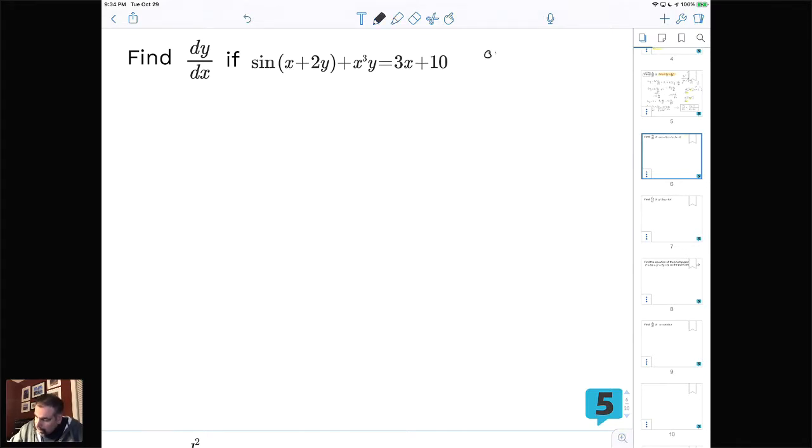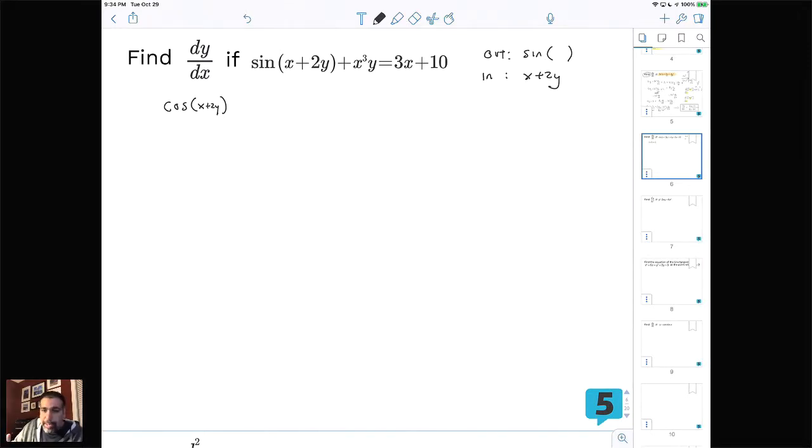So I'm just going to make a note here that the outside function is the sine of something, and the inside function is x plus 2y. And we're going to handle it from here. So when I take the derivative of sine of something, we're going to get cosine of something. When I copy that inside, I'm going to copy that x plus 2y.